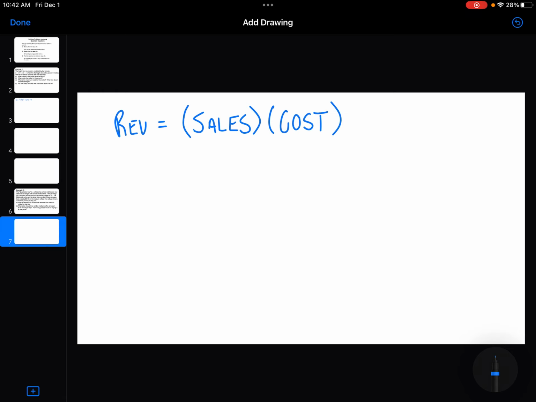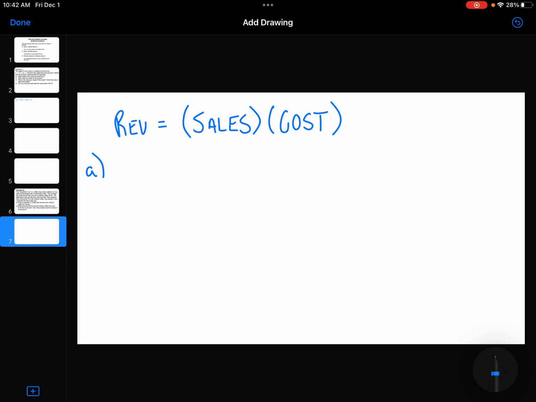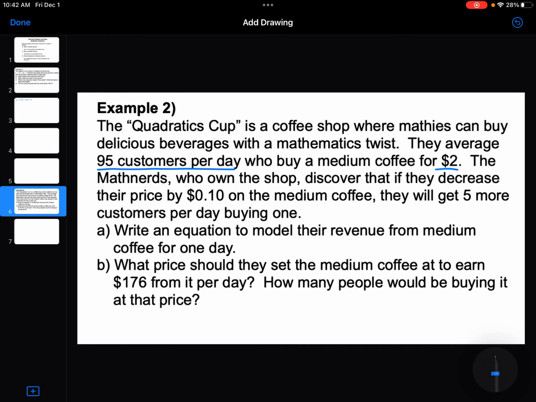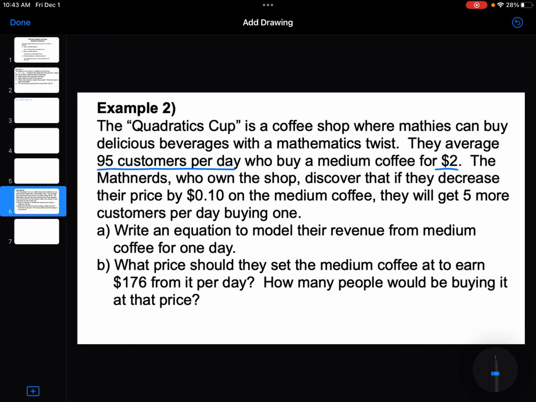Okay, now there's going to be some sort of variation on it, but our revenue here, I think A is actually asking us for the revenue. Write an equation to model this. So we're going to have R as our revenue. Our sales are how much we're selling. We're selling an average of 95 a day, and we're selling it for $2. So on average, we're selling 95 things for $2 each day. So we would make $190 on average.